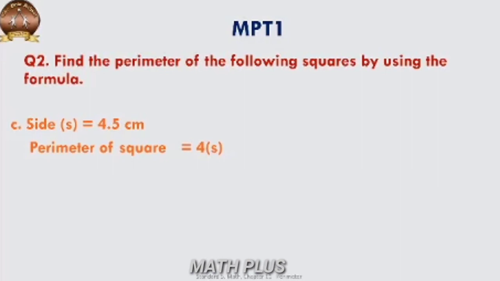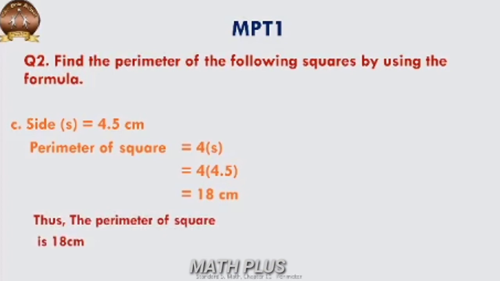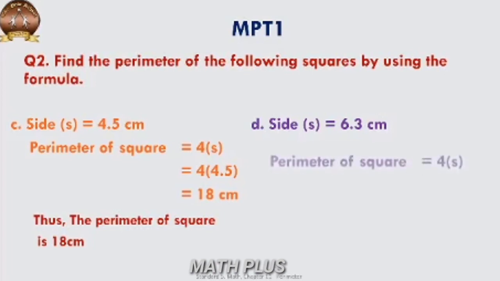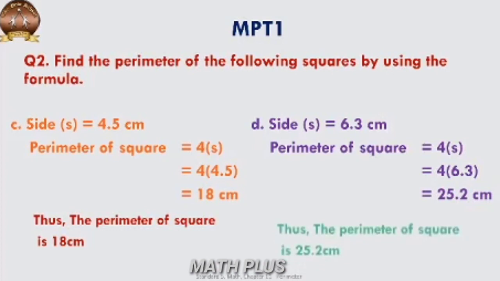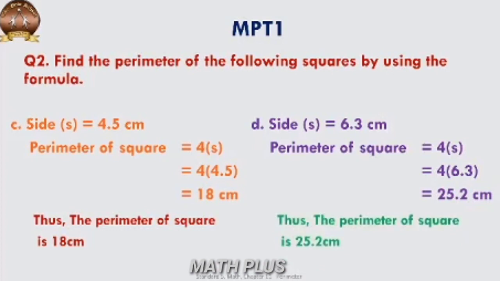Side is 4.5 centimeters. So perimeter is 4 into side. 4 into 4.5, that means it is 18 centimeter. Thus the perimeter of the square is 18 centimeter. Now moving on to another question where again we have a decimal. 6.3 centimeters is the side. Perimeter of the square will be 4 into side. 4 into 6.3, after multiplication we get the answer 25.2 centimeter. Thus the perimeter of the square here is 25.2 centimeter.